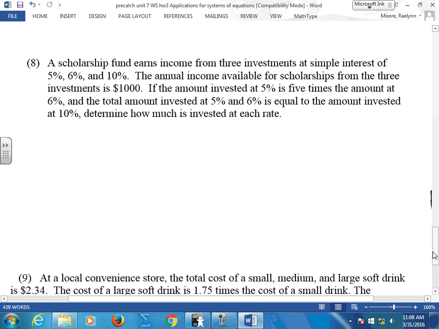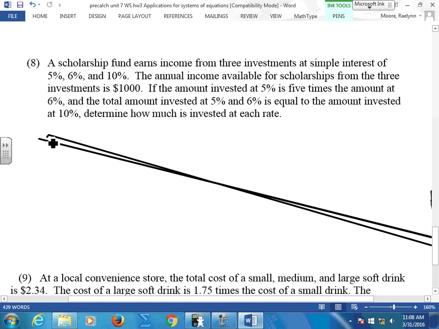Okay. All right, so we have 3 investments. So let X.